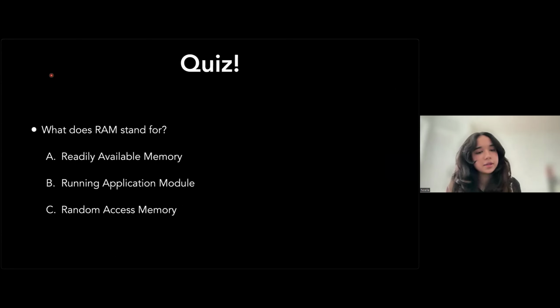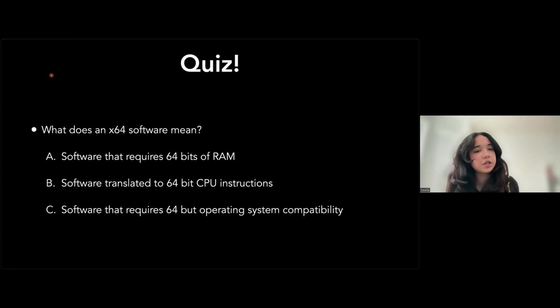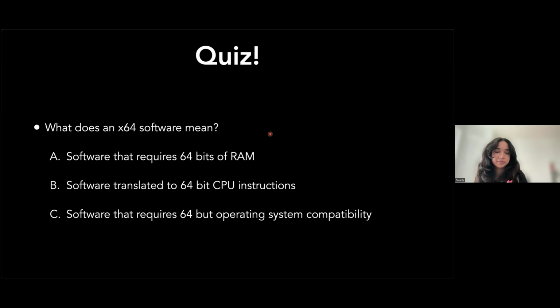So the answer is C, random access memory. And our next question is, what does an x64 software mean? So I'll also give that a moment. And the answer for that one is B. So x64, if you remember, it just means that the CPU understands instructions that are 64 bits long. So x64 software is just software that has been translated into these 64-bit instructions.